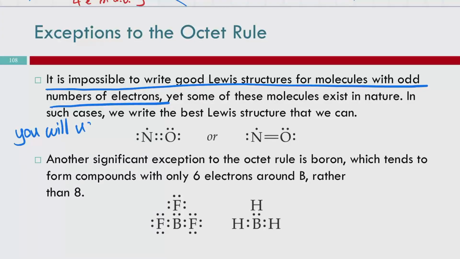You will usually, like 99% of the time in this class, have even number of electrons. Your number of electrons will end in 0, 2, 4, 6, or 8. Even numbers of electrons. Otherwise, you end up with one of them only having 7 because it's going to have this lone electron, like in this nitrogen-oxygen compound.